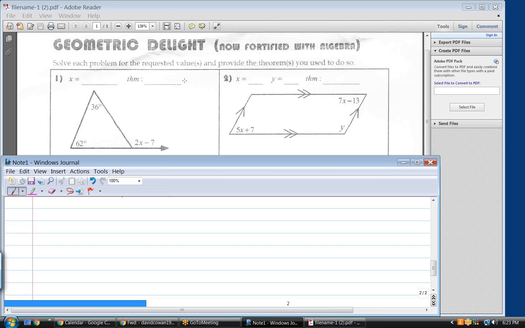So number 2, what are we looking at? What kind of figure? We're looking at a parallelogram. So it'd be a rhombus. No, it's not a rhombus. Just a parallelogram. What's the first most important thing about a rhombus?